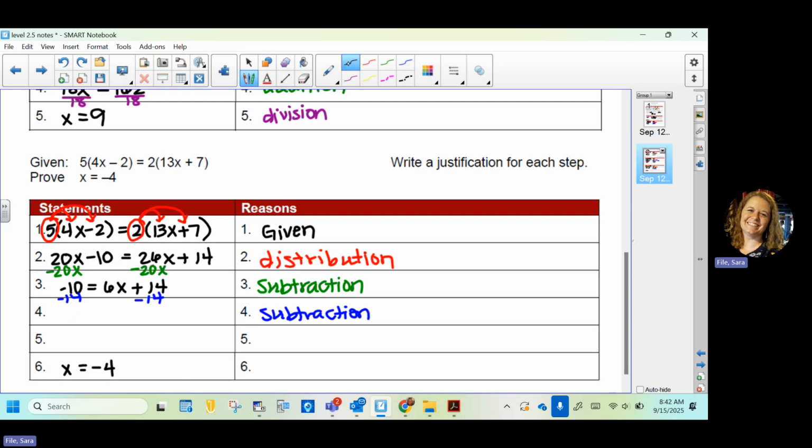Equals 6x. Now how do I get rid of that 6? Divide both sides by 6. So that is the division property. So I end up with -4 equals x, and then I just flipped it around. What's that property where you flip the order? We used it on the front. Symmetric. So that is the symmetric property, to flip it around.